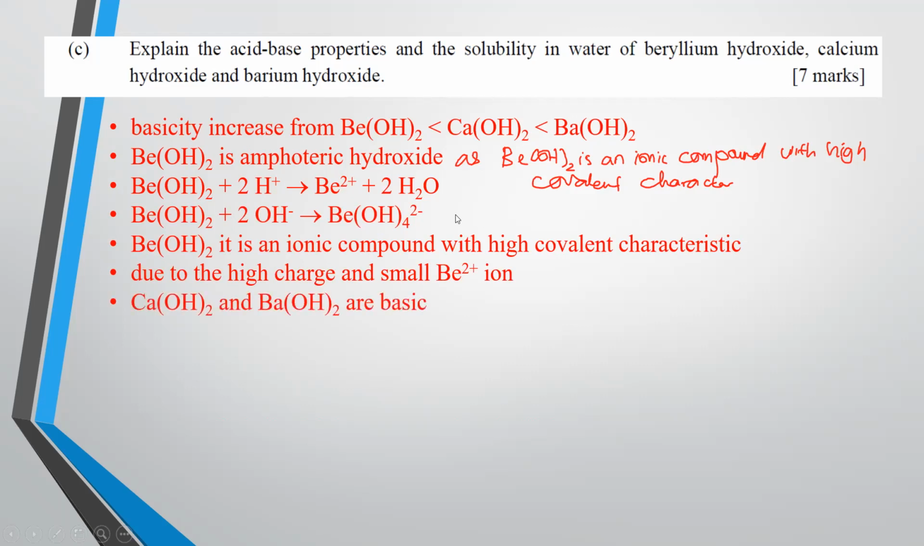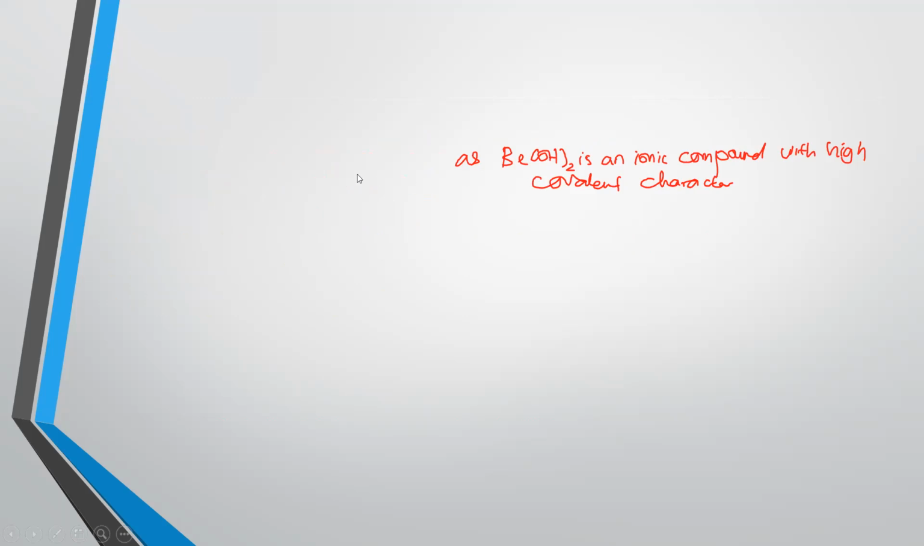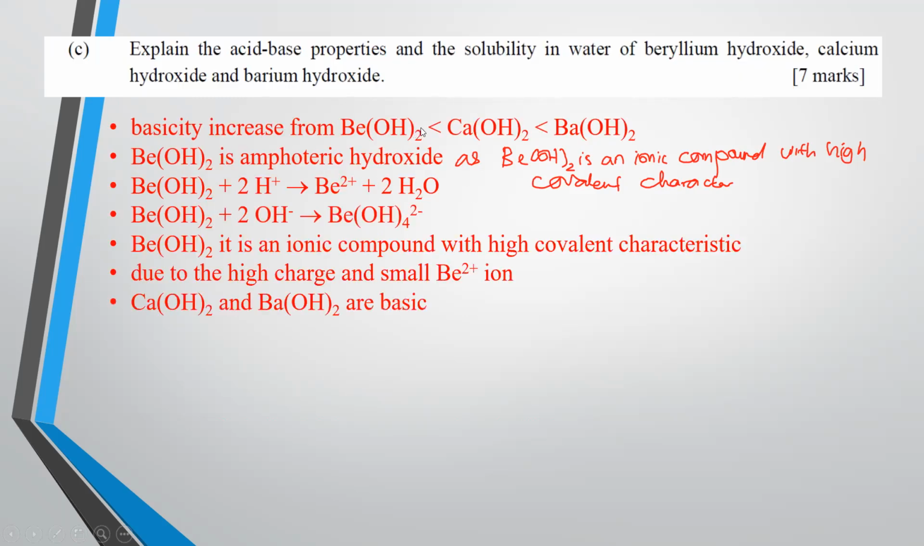As for the calcium, so calcium hydroxide and barium hydroxide are basic. So you have to mention that calcium hydroxide dissociate partially in water, while barium hydroxide dissociate completely in water to give different acid-base strength in here.